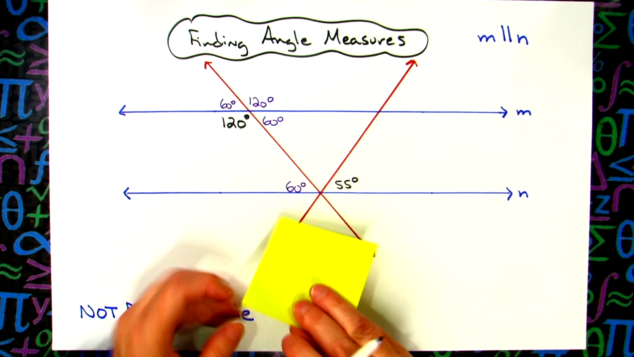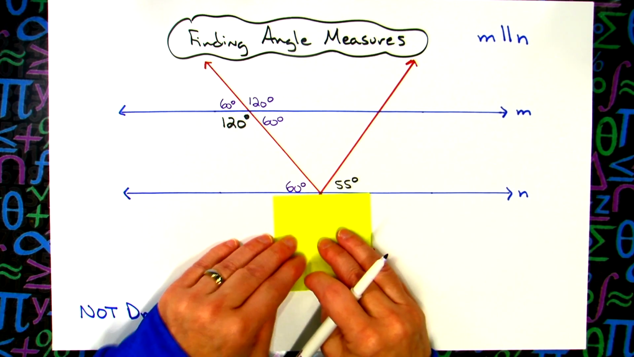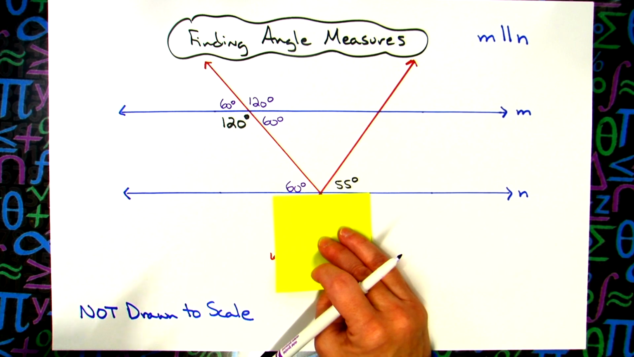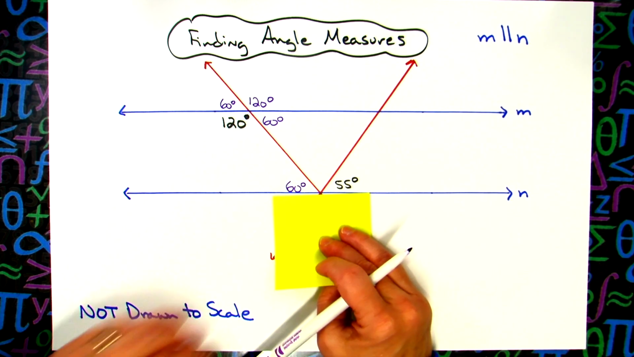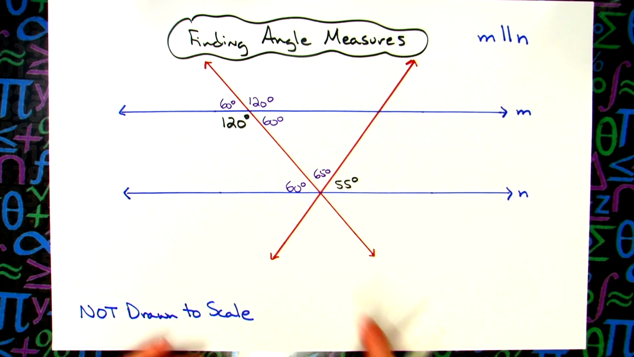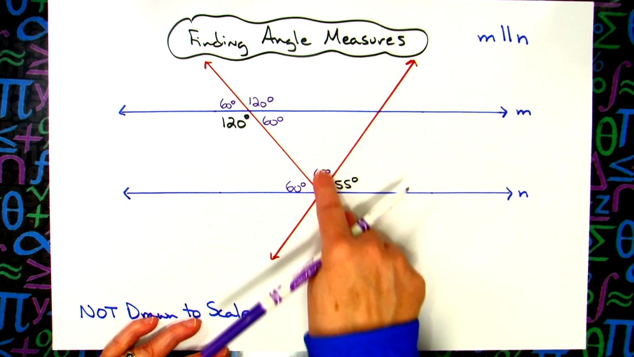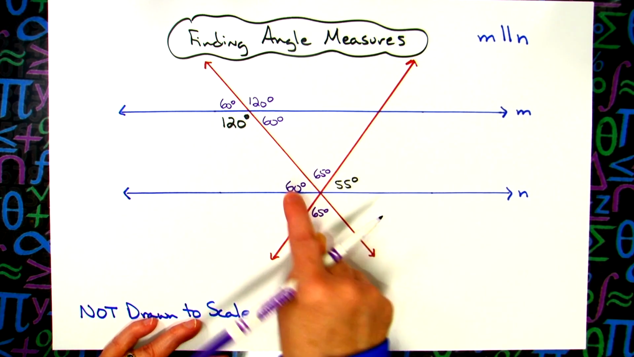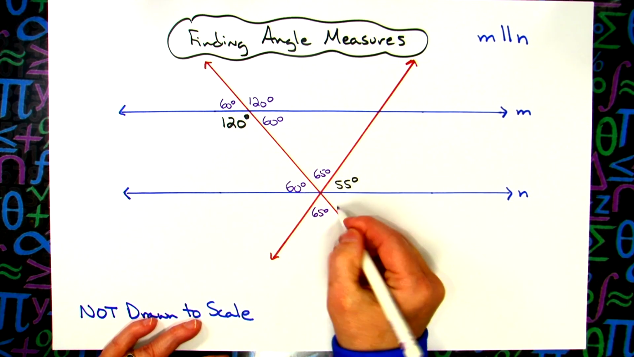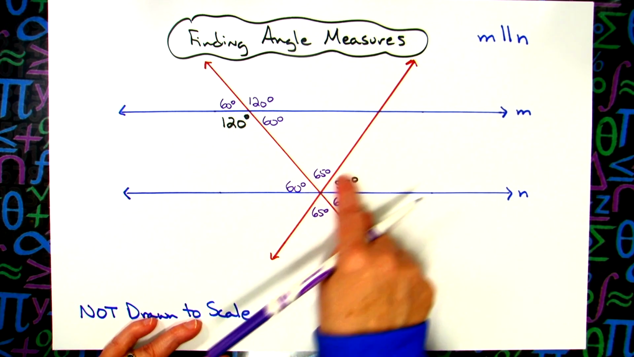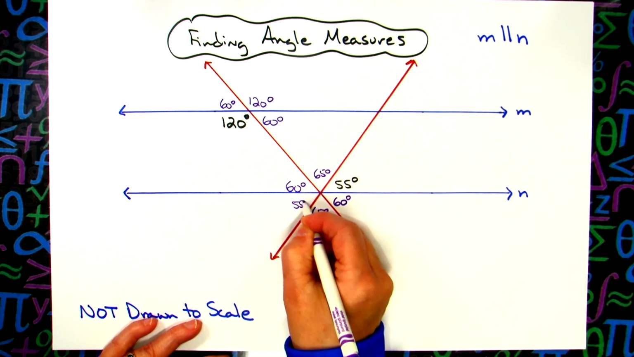Now again, if we look at this as 180 degrees, then we can add up 60 and 55, subtract from 180, and we're going to get 65. Now these three vertical angles across here: 65 degrees here, vertical angles across here being 60 degrees, vertical angles being equal here, 55 degrees right here.